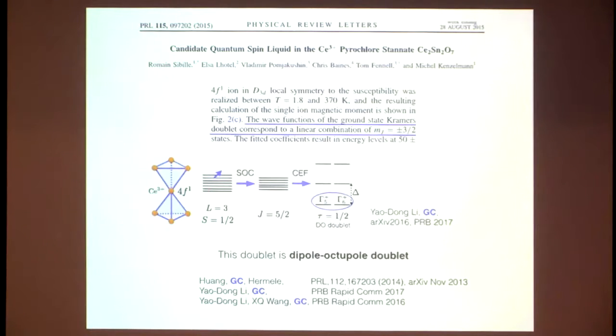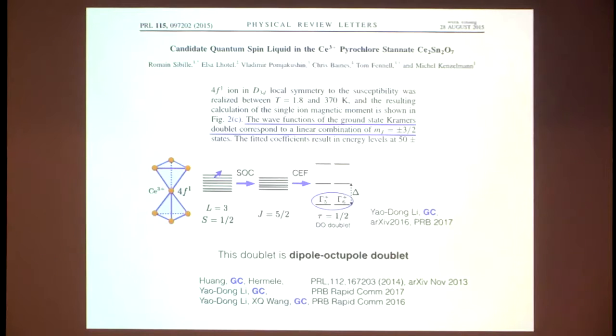Schematically, this is the 4f electron, and with the spin-orbit coupling, it has j equal to 5/2, and the crystal field splits it into three Kramers doublets, and the ground state doublet is this one. It's a Kramers doublet because it's an odd number of electrons per site. Then the crystal field gap is very high, a couple hundred Kelvin. So the low energy properties will be governed by this doublet, and the wave function of that is so-called mz equal to ±3/2. This is a very special type of doublet, which we call a dipole-octupole doublet.